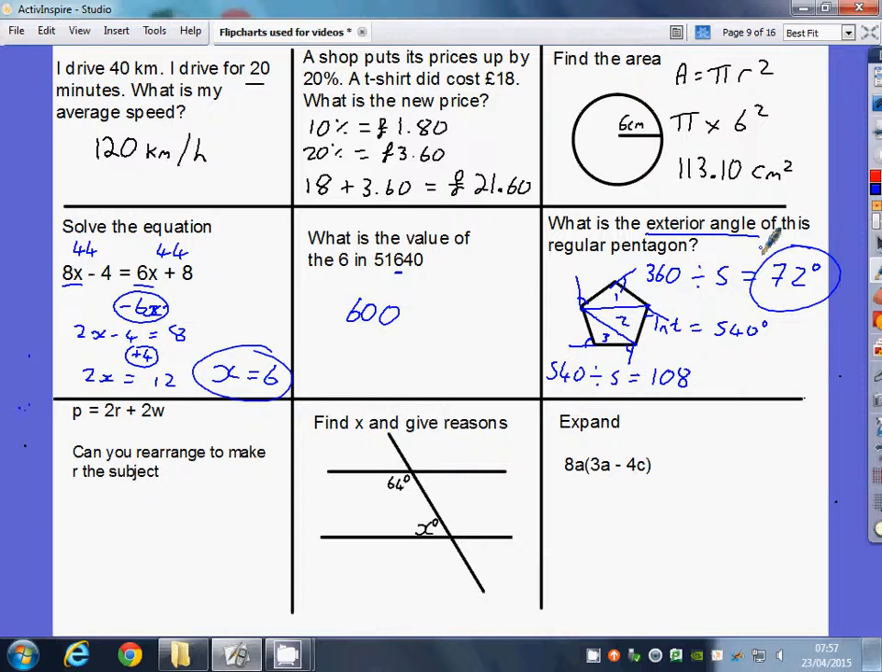But learn all of those rules, because if they do come up, they're quite often worth 3 or 4 mark questions, and we can't afford to be dropping marks there. Number 7, we're nearly there.